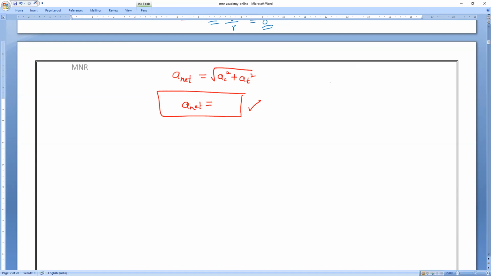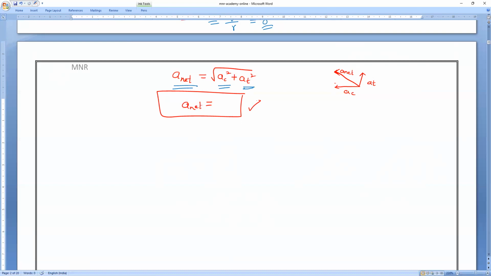Okay, everybody. So net acceleration means what? Tangential acceleration is acting in some direction, and centripetal acceleration is acting in some other direction. Now the resultant, the net, will act here only. Am I right or wrong? If you want to find the direction of net acceleration, we all know that net acceleration is equal to root over square of tangential acceleration plus centripetal acceleration. That's all it is. Clear, everybody? Any doubt, you can ask.